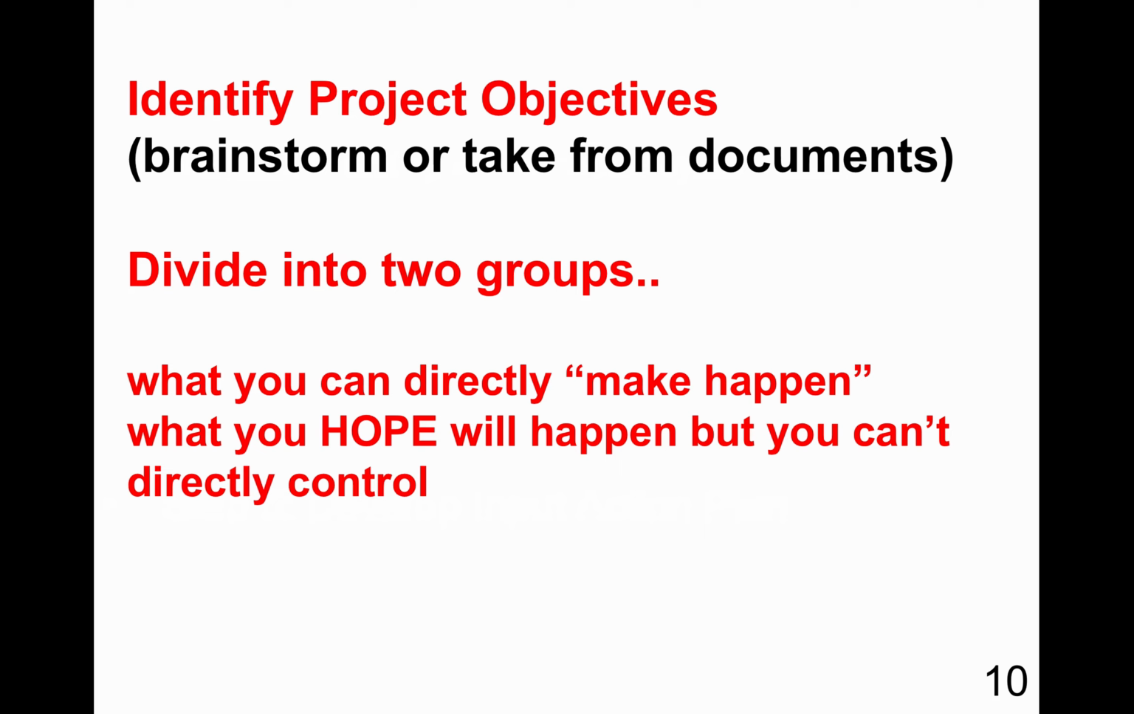If we were working as a group on this, the first step would be to identify the project objectives. Now, if you're starting from scratch, you want to brainstorm. If there's some documentation, begin there. And as you come up with these objectives, separate them into two groups. First group is the things you can directly make happen. These are going to be activities.